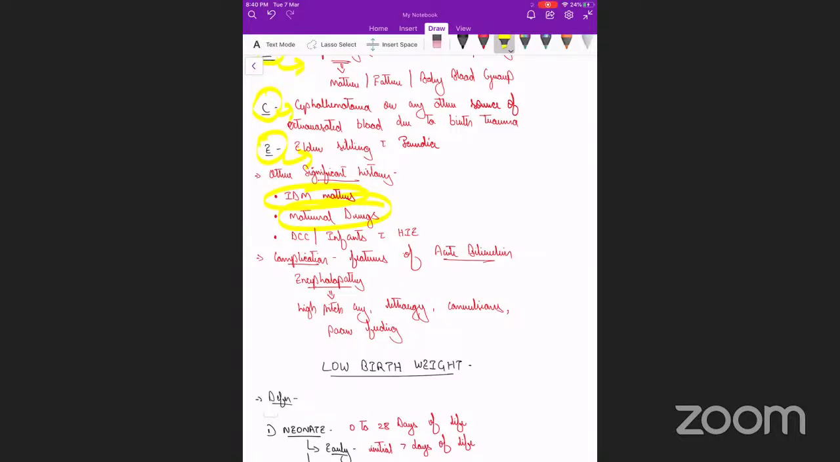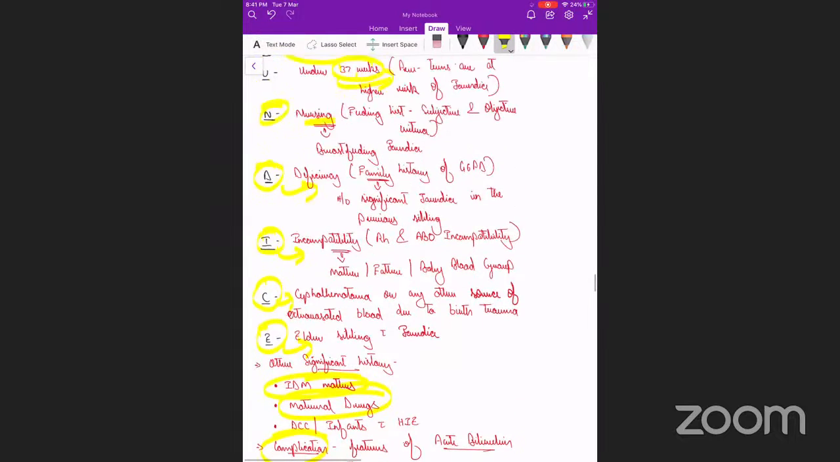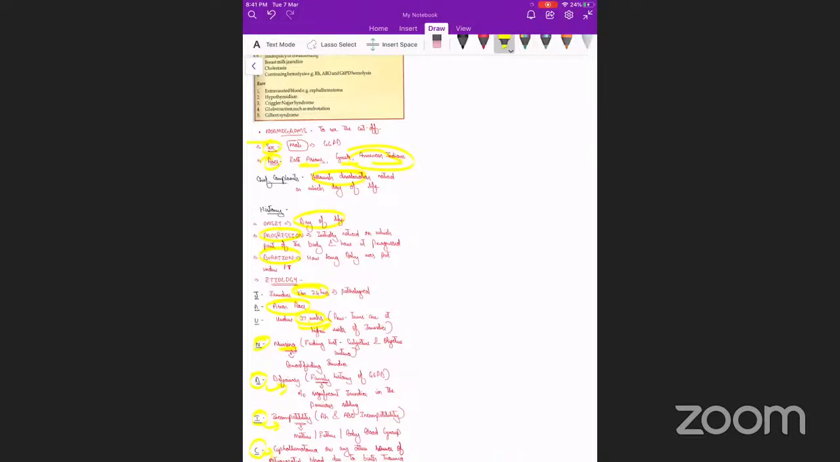After the etiology, you'll ask for complications. So what is the complication that we are expected to have? That is bilirubin induced neurological damage or acute bilirubin encephalopathy, correct? In detail regarding acute bilirubin encephalopathy, we have already discussed in the neonatal jaundice lecture, so you can always go back and see. You'll ask for high pitched cry, lethargy, convulsions, poor feeding, whether any of these symptoms are present in the baby or not. Fine. These were the questions pertaining to neonatal jaundice.